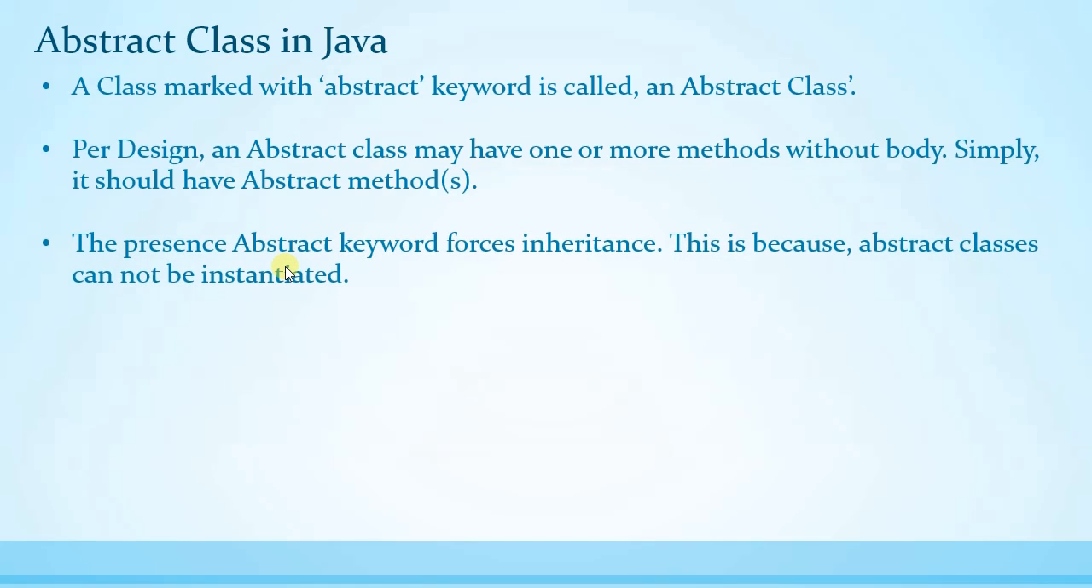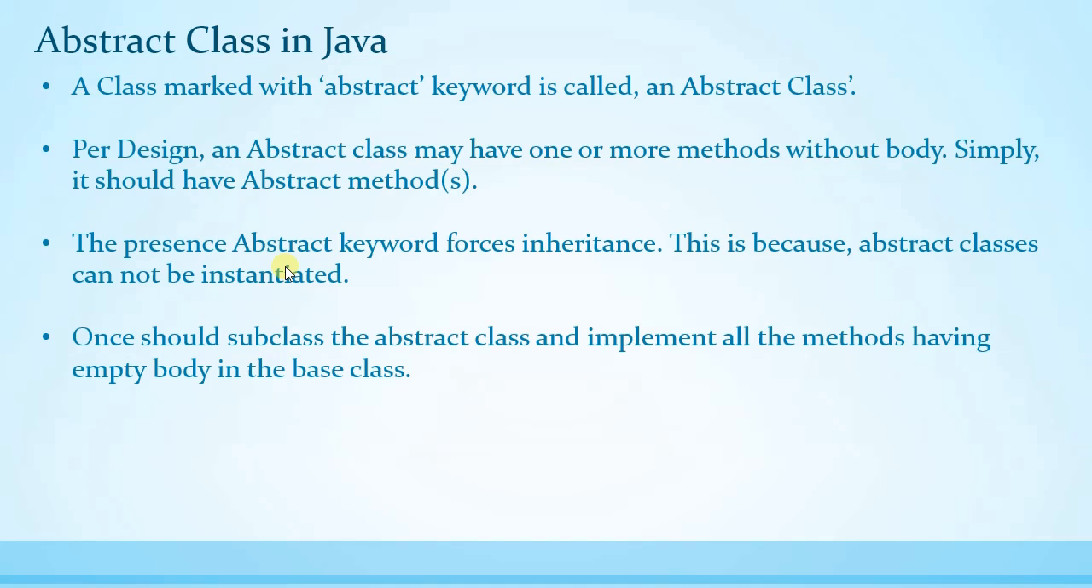The presence of the abstract keyword forces inheritance. This is because an abstract class cannot be instantiated, since an abstract class may have unimplemented methods. So instantiating that class is meaningless. Simply, the presence of the abstract keyword in the class as well as in the method makes the class not instantiatable. So you cannot create an instance out of that class.